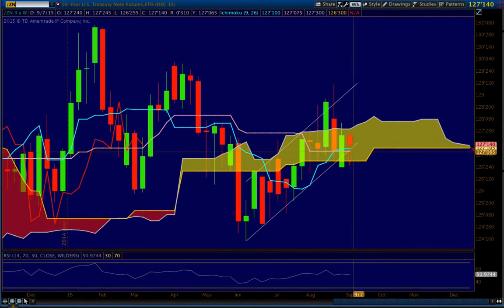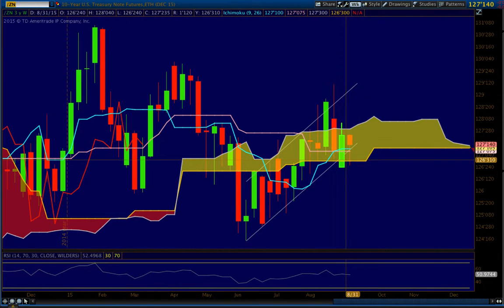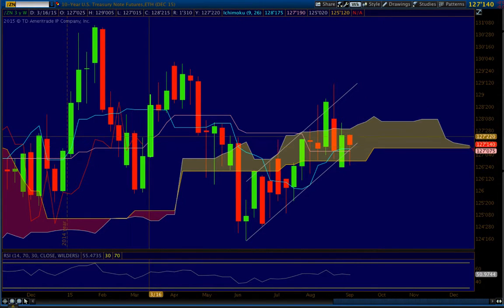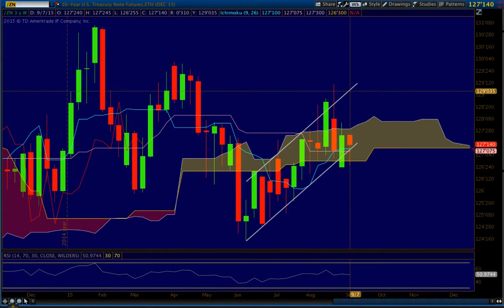But then if we lose the Tenkan-sen 127.10 or the Kijun-sen 127.075, then we can expect a retest of the bottom of the cloud at about 126.295. And under that would be a break of the channel and a break of cloud support. The Chikou over here has been bouncing off the Kijun-sen and could continue to bounce off the Kijun-sen and go higher and potentially test the Tenkan-sen, which is around 128.160. We could eventually get a retest of the top of this channel also.